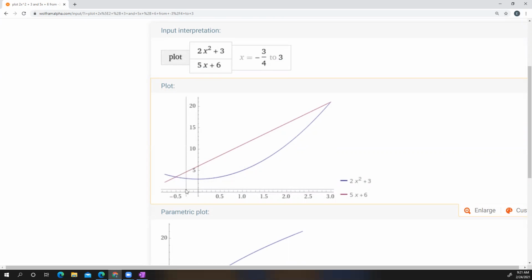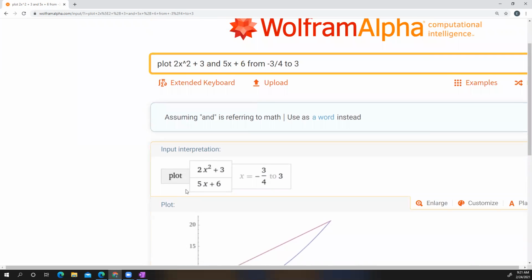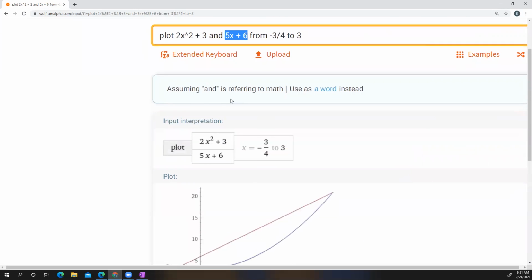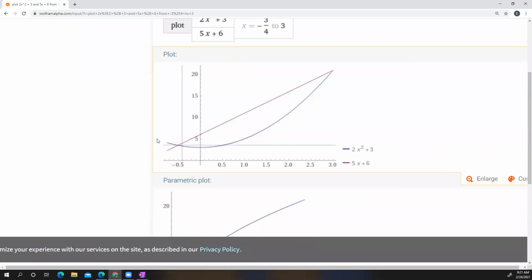So the problem is to find the values of x for which this equals this. Geometrically, that corresponds to the points at which the graph of this intersects the graph of that. And we did that by using this graphing tool and just zooming in. And so the answer to that question would be -1/2 and 3.